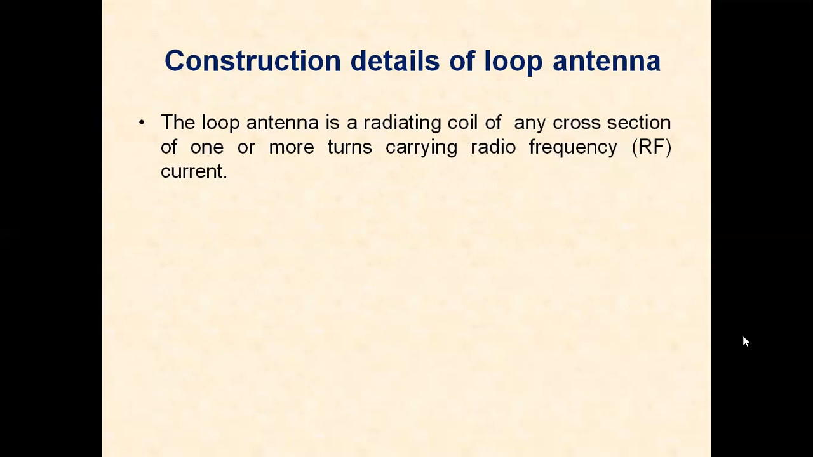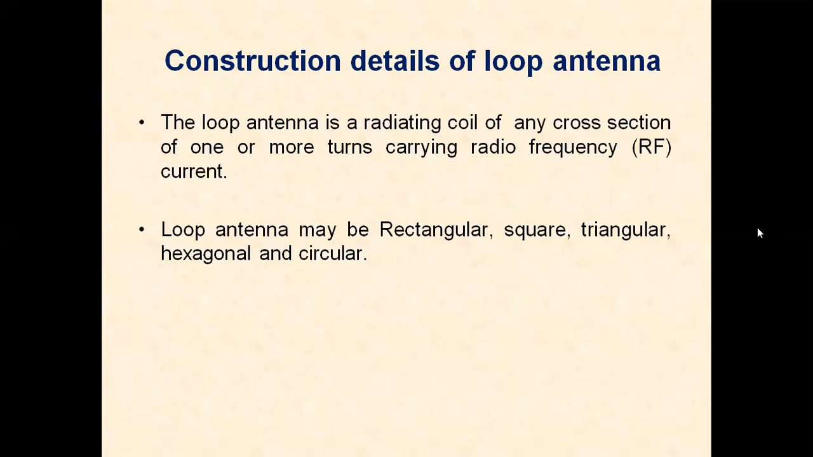So loop antenna is a radiating coil of any cross section of one or more turns carrying radio frequency current. Loop antenna may be rectangular in shape, circular in shape, square shape, triangular, or hexagonal. But construction of the loop or square is easier.